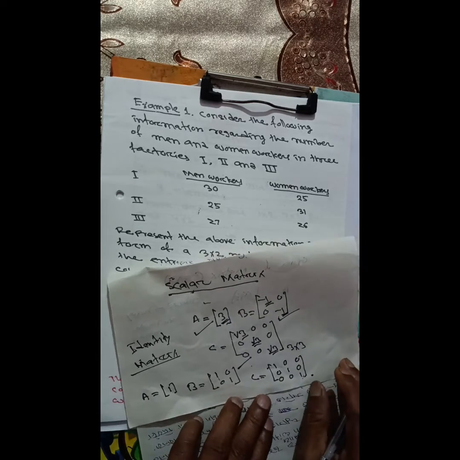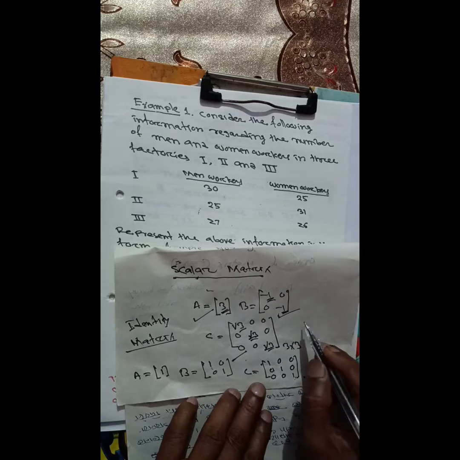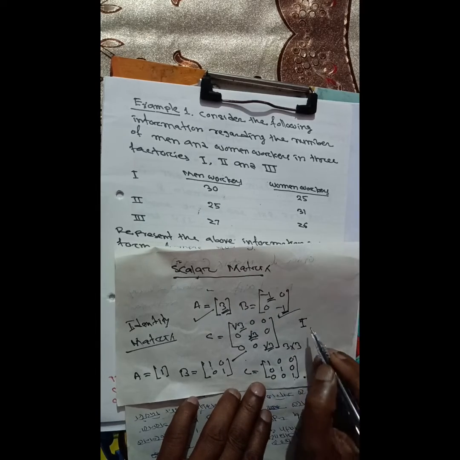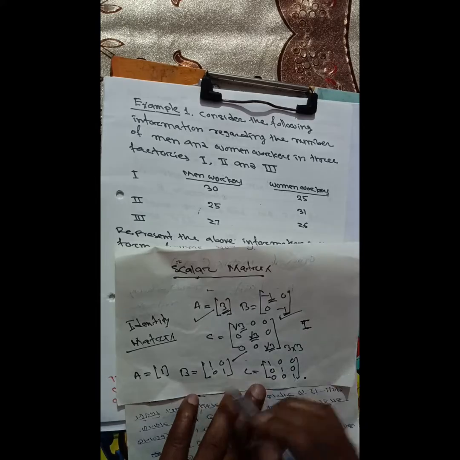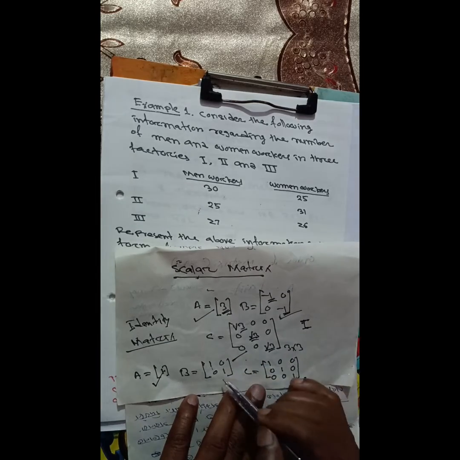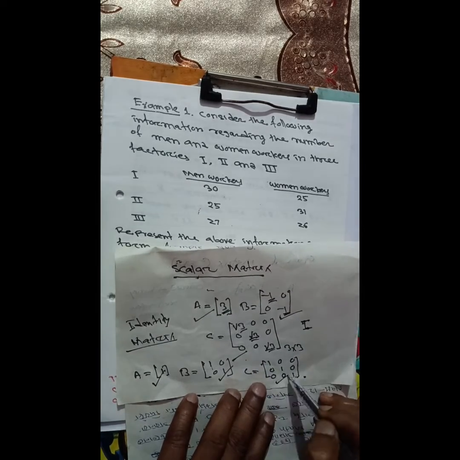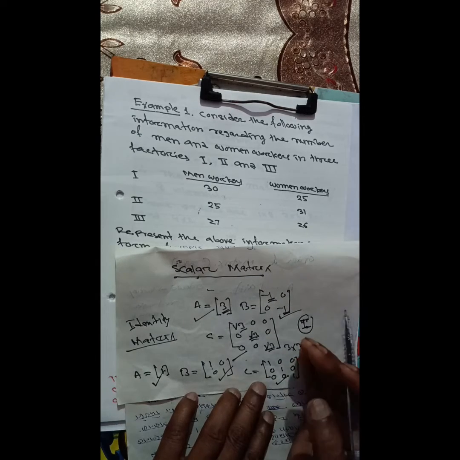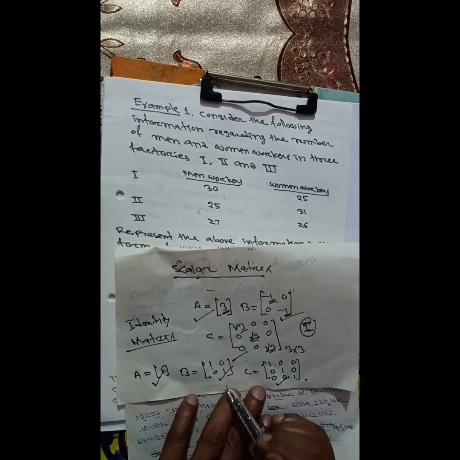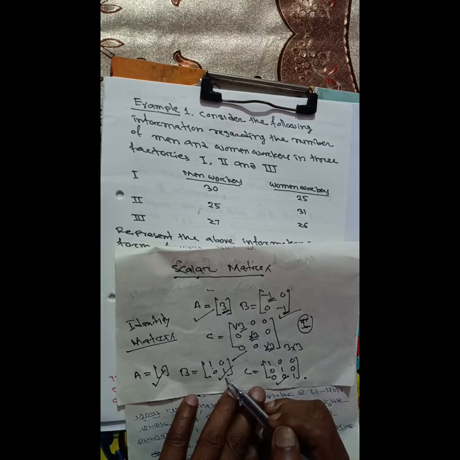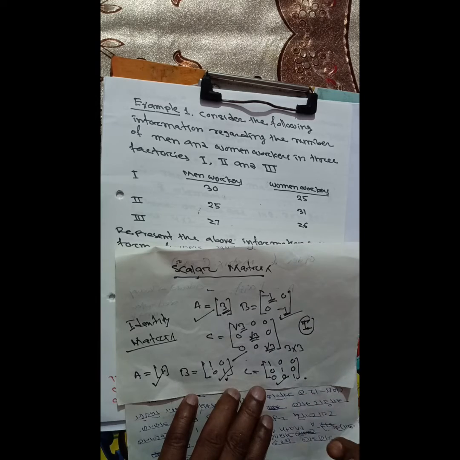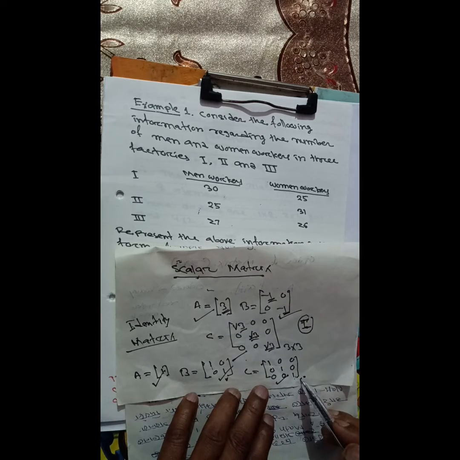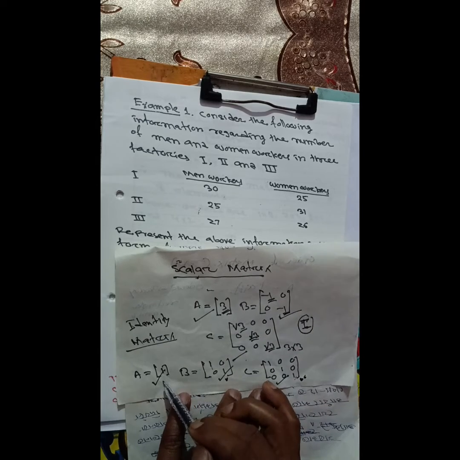Generally, identity matrices are denoted by the capital letter I. This I depends on the other matrix. If the other matrices are of order 2, then the identity matrix will be of order 2. If the other matrices are of order 3 in the same problem, then the identity matrix is of order 3. This is also an identity matrix of order 1.